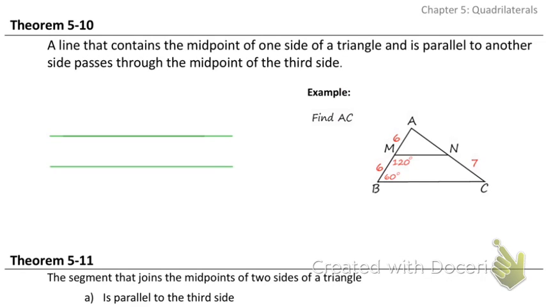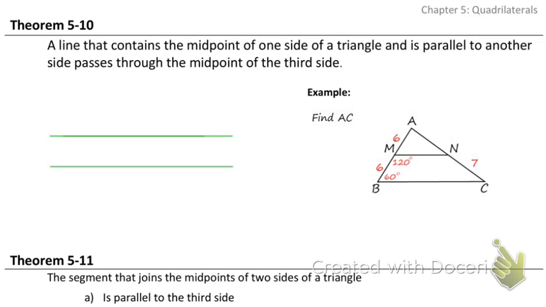All right, 5.10 gets a little more interesting. It says a line that contains the midpoint of one side of a triangle and is parallel to another side passes through the midpoint of the third side. Let's break that down. So it says a line that contains the midpoint of one side of a triangle and is parallel to another side of the triangle passes through the midpoint of the third side.